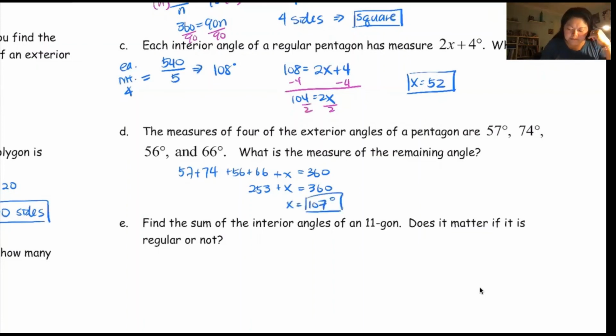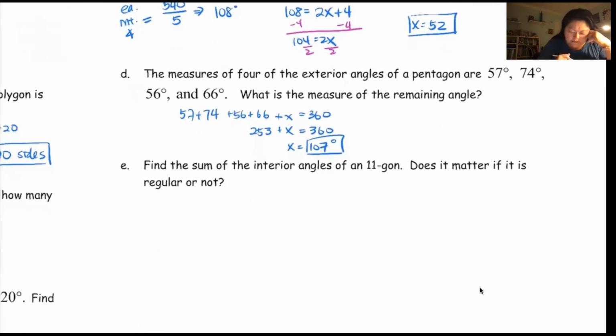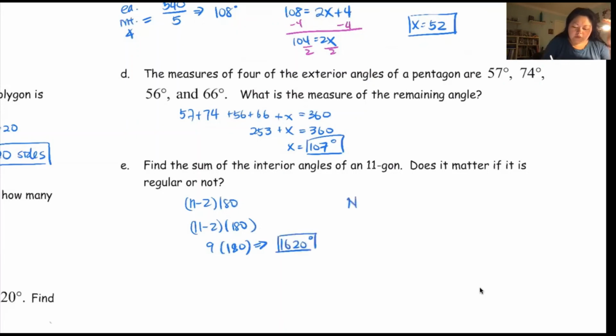All right, last one. Find the sum of the interior angles of an 11-agon. It doesn't matter if it's regular or not. The sum of the interior angles is n minus 2 times 180. So we take 11 minus 2 times 180, which gives me 9 times 180. So the sum must be 1620 degrees. Does it matter if it's regular or not? No. All 11-agons have the same sum.